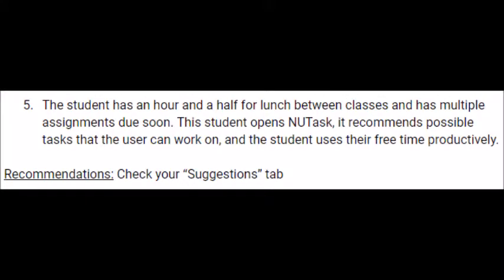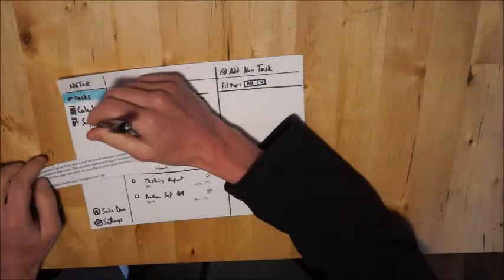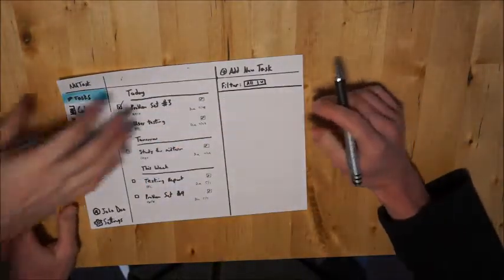The student has an hour and a half for lunch between classes and has multiple assignments due soon. The student opens NUTask, it recommends possible tasks that the user can work on, and the student uses their free time productively. Alright, I'm going to click suggestions to see what I can do with my hour and a half.